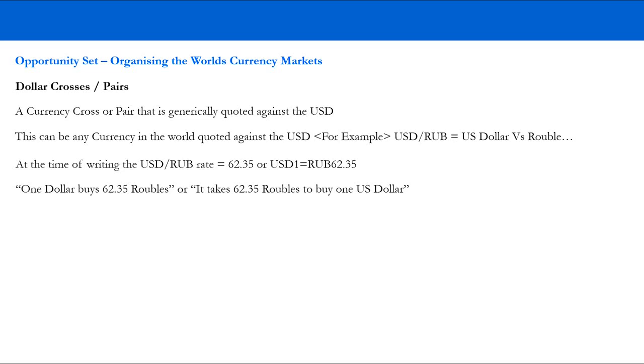So the currency cross or pair that's generically quoted against the US dollar is called a dollar cross. And that can be any currency in the world. So let's have a look at one now. The Russian ruble, for example. At the time of writing, the Russian ruble was 62.35 to the US dollar. And the way you read that is one US dollar equals 62.35 Russian rubles. So $1 buys 62.35 rubles, or it takes 62.35 rubles to buy one US dollar.